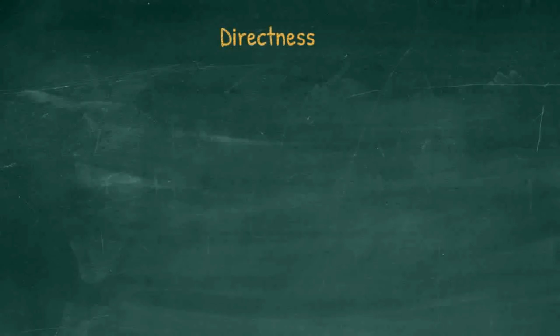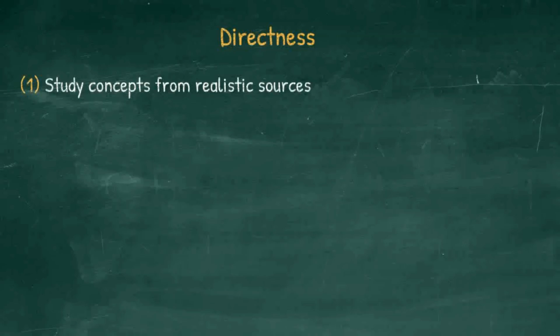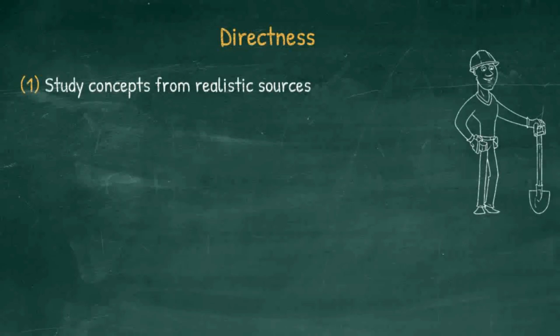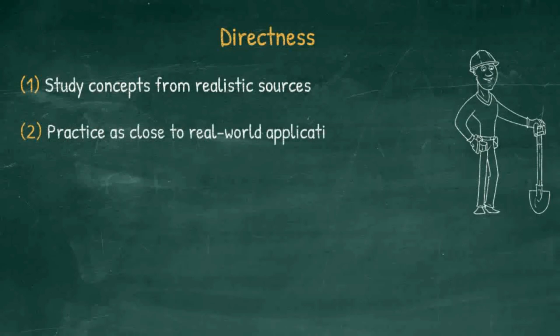So let's talk about directness. This is another principle that the course is based on. First up, we like to study concepts from the most realistic sources. So I will create some example prompts through this course that are similar to GRE questions, but the best review questions you can do are the ones from the OG sources I gave you at the beginning.